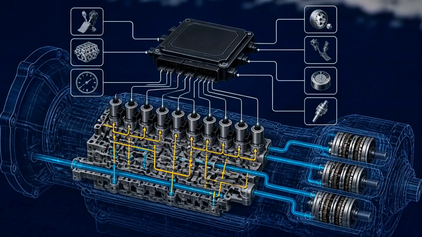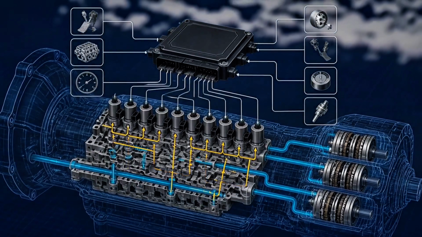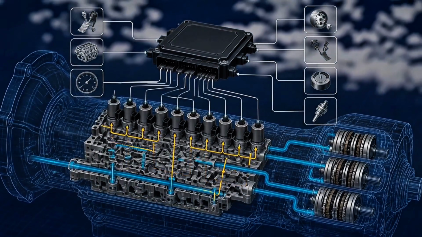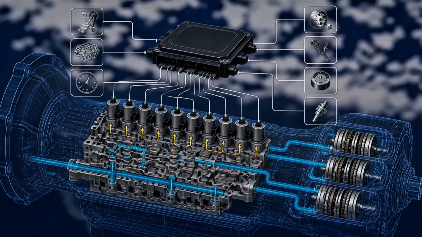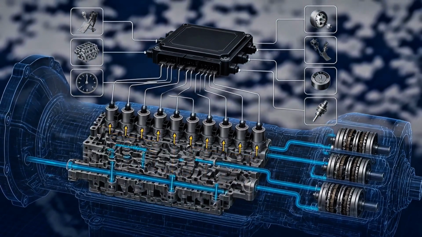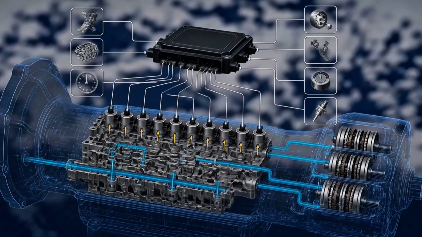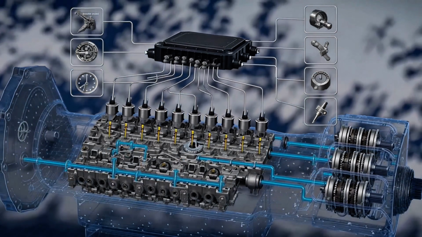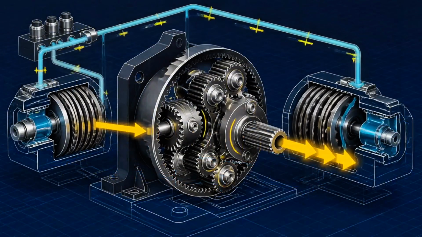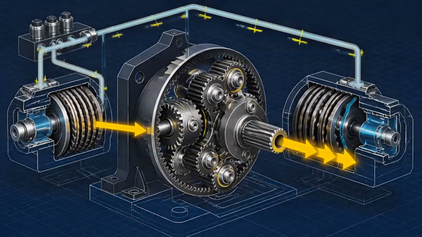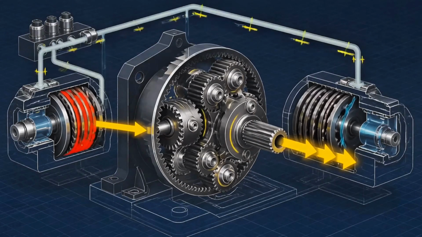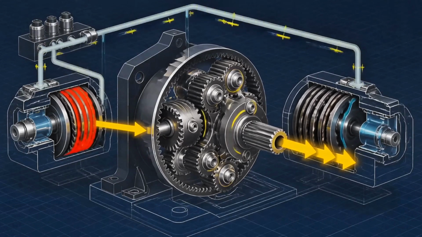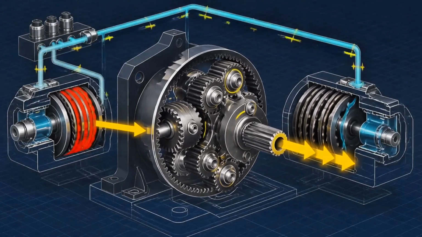The control module constantly evaluates information such as accelerator position, engine load, engine speed, vehicle speed, brake input, driving mode, and transmission temperature. It then selects a gear and calculates how quickly each clutch should apply or release. Suppose the car is accelerating in first gear. One combination of clutches holds and drives the necessary planetary members to create a large torque multiplying reduction.